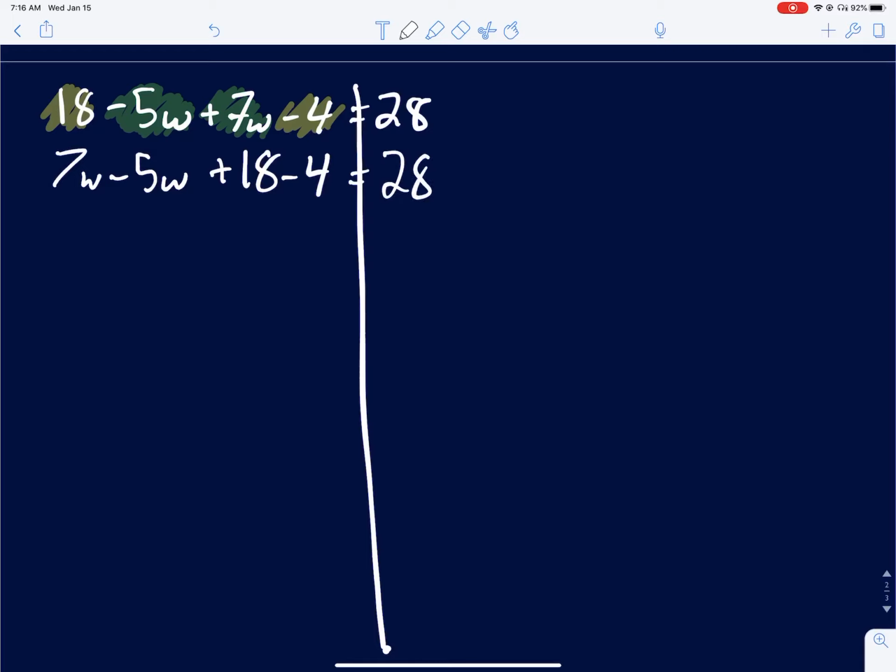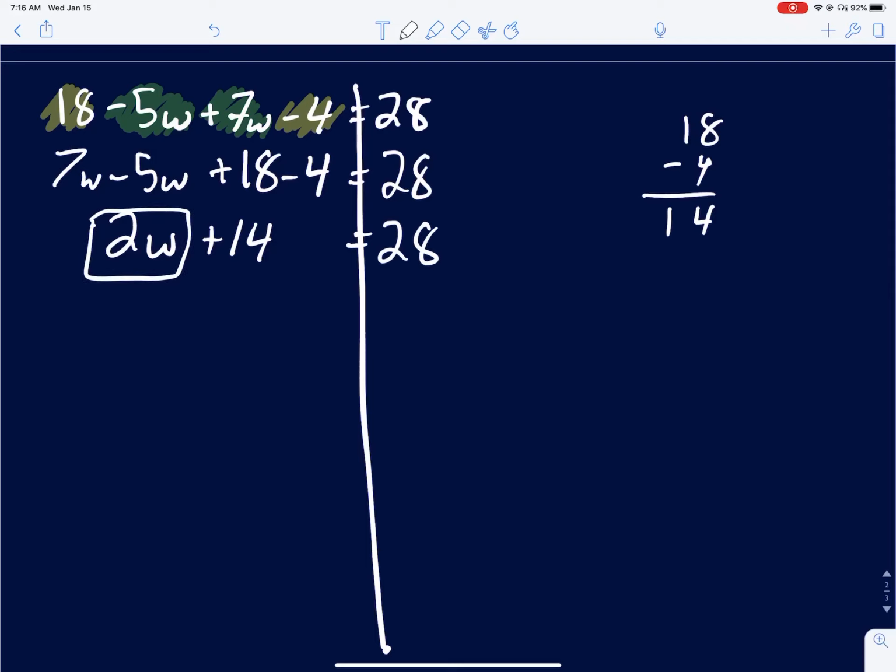7w minus 5w is just 2w. And 18 minus 4, well, we should know that, but if we don't, it's pretty simple to do. 8 minus 4 is 4, and there's nothing underneath there, so we're just left with plus 14 equals 28. Now we need to get this 2w all by itself, because what did we end up with now? Just a two-step equation. So our first step is to subtract 14, and what we do to one side, we have to do to the other side.